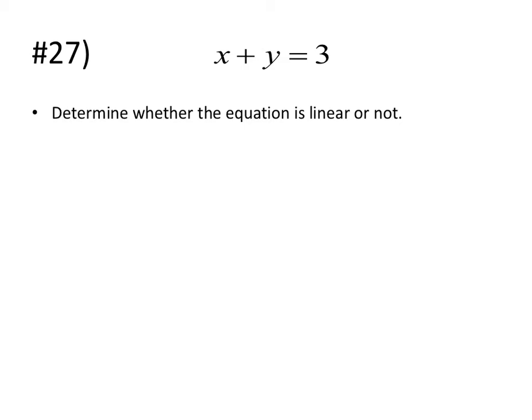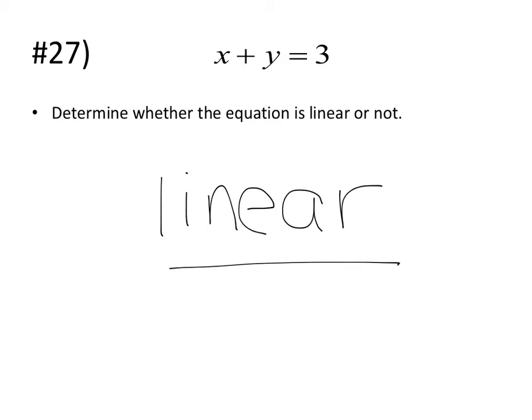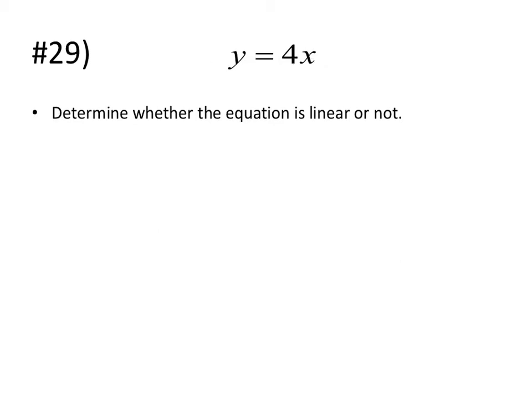So this is in standard form, which is the equation of a line. If it is the equation of a line, then it is linear. So this is linear, which, what does that mean? Linear means that if I were to graph this, it is a line. So this is linear.